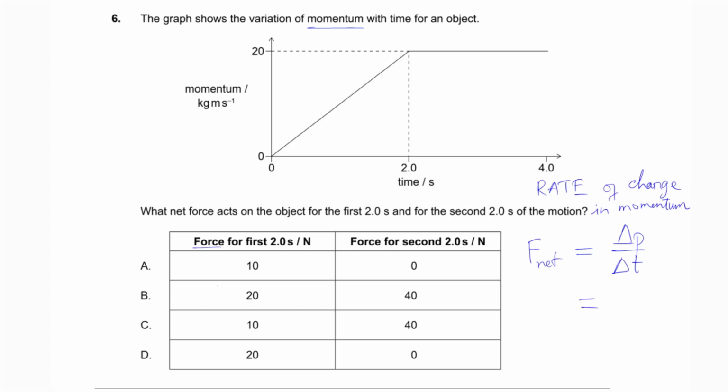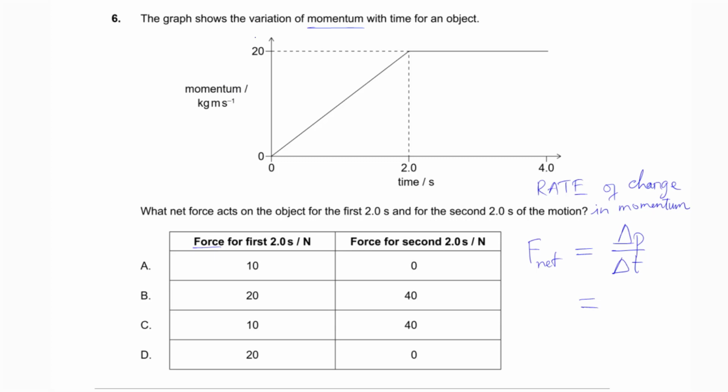To calculate the net force for the first 2 seconds, for this part of the diagram, in the first 2 seconds, the momentum increases linearly, gradually, with the same rate, which means the net force is always the same during the first 2 seconds. To calculate this rate of change, the increase in momentum is 20, because the final momentum is 20 kilogram meter per second.